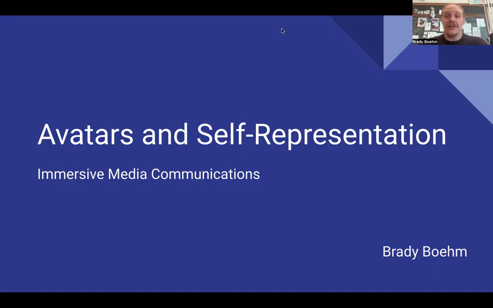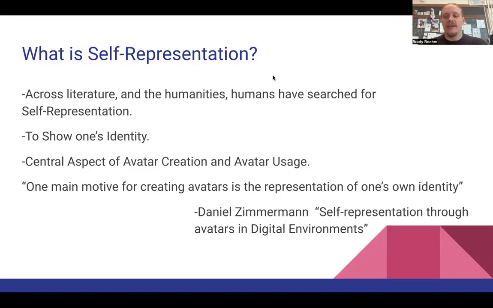Today is Unit 3, Episode 1, Lesson 1 of Avatars and Self-Representation in Immersive Media Communications. So today we're really starting on Unit 3 to think about digital identity as our starting point for this lesson. Specifically, how avatars represent who we are in digital spaces.